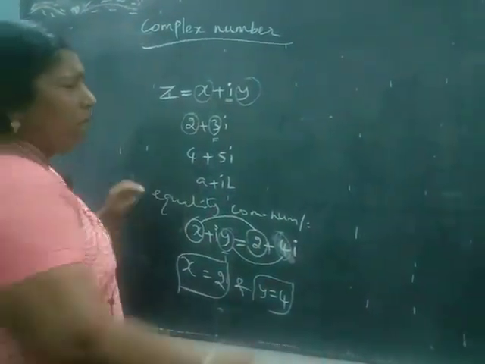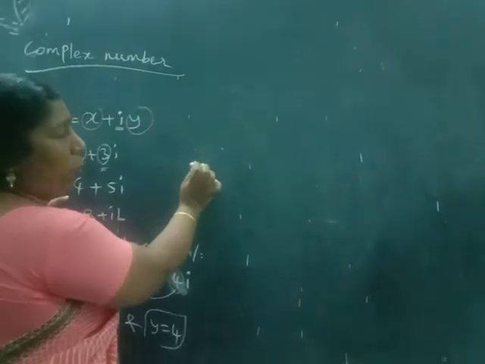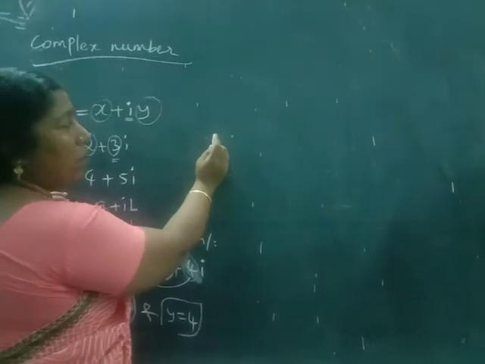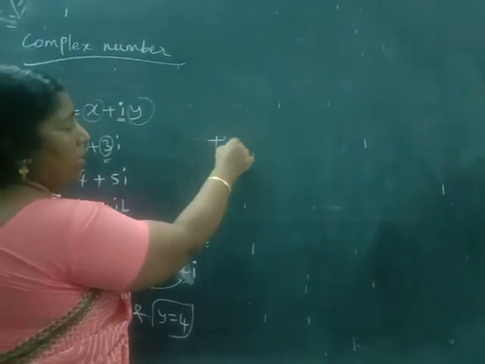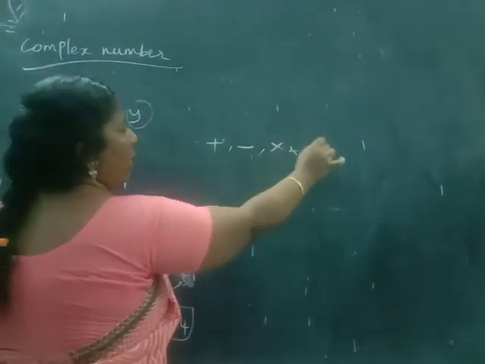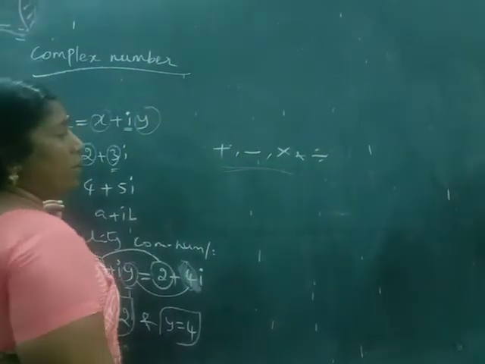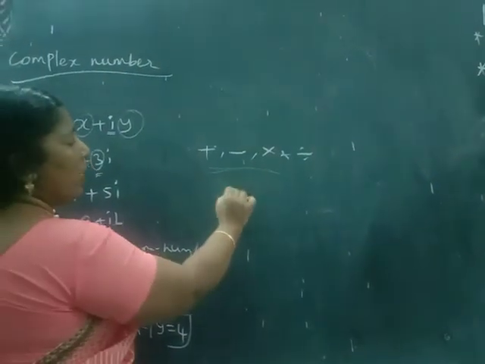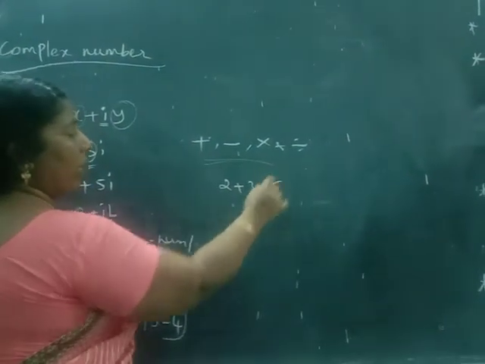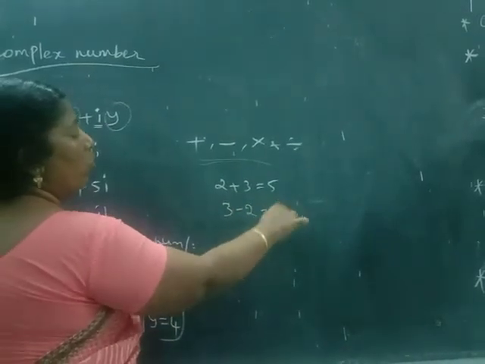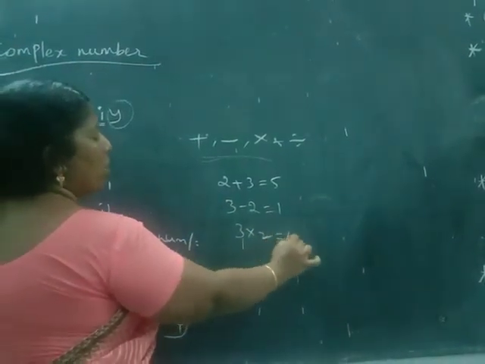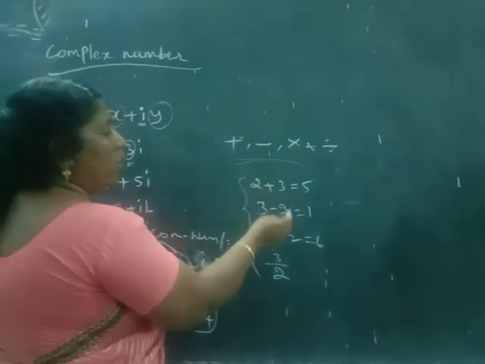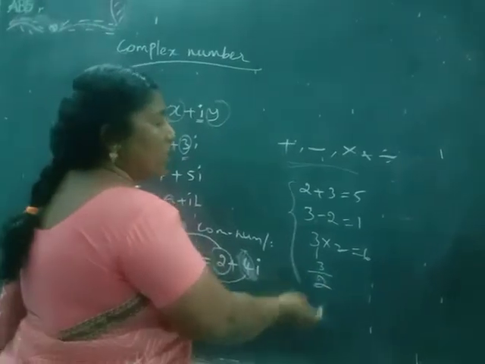Next, algebraic operations of complex numbers. What are the basic algebraic symbols? Plus, minus, multiplication and division. These are the 4 arithmetic operations or basic algebraic operations. We can add any 2 real numbers, isn't it? 2 plus 3 is 5, 3 minus 2 is 1, 3 into 2 is 6, and 3 divided by 2. So we can add, subtract, multiply and divide any 2 real numbers.